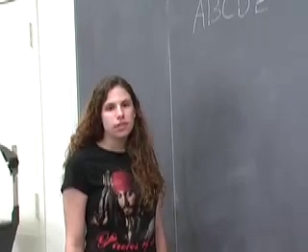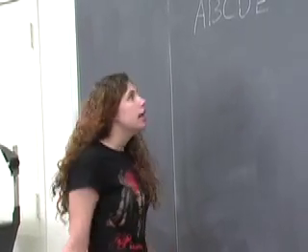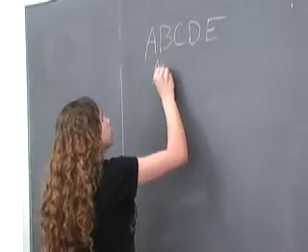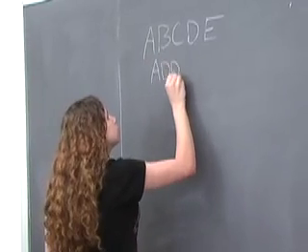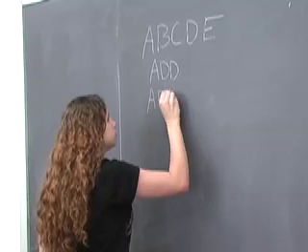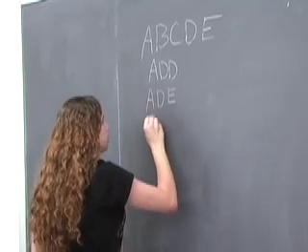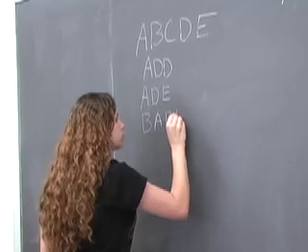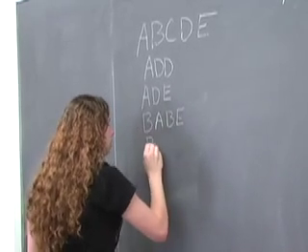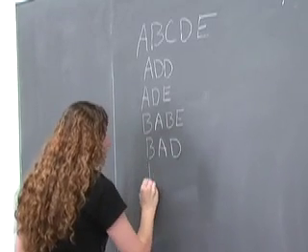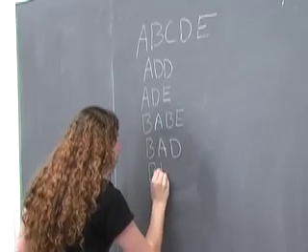Let's just assume we're using the first 5 letters of the alphabet. And maybe it stores words like this. We have add, aid, babe, bad, and bead.